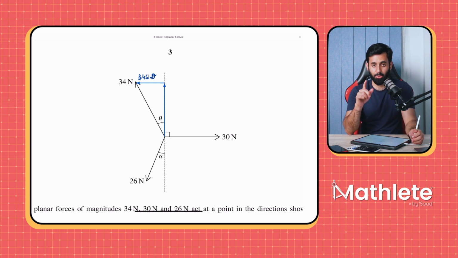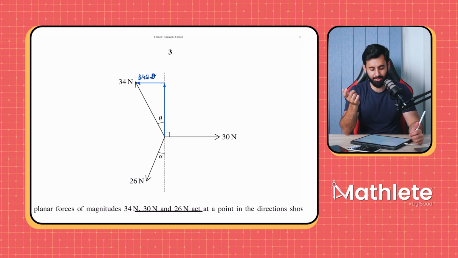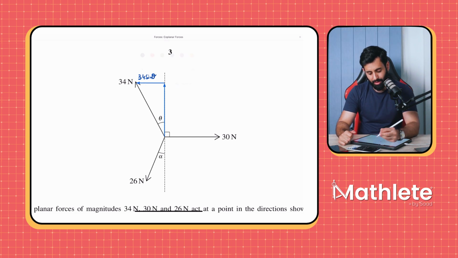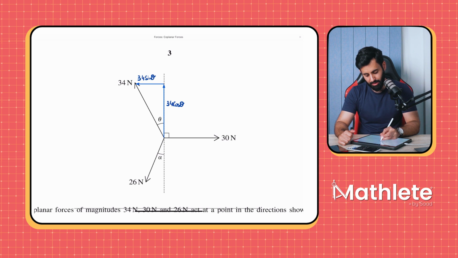Now, if you remember, I said do not memorize that the horizontal component will always have cos in it and the vertical component will always have sine in it. As you can see, that is not the case here, okay? And then you have the vertical component, which is going to be 34 cos theta. Why is that? That's because this is the adjacent length, okay?